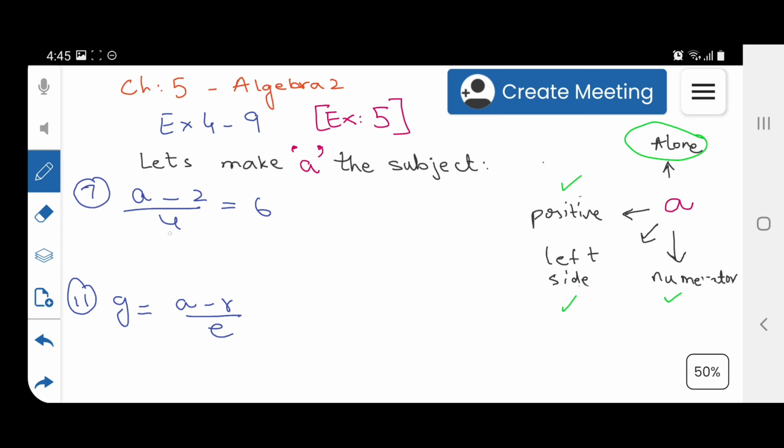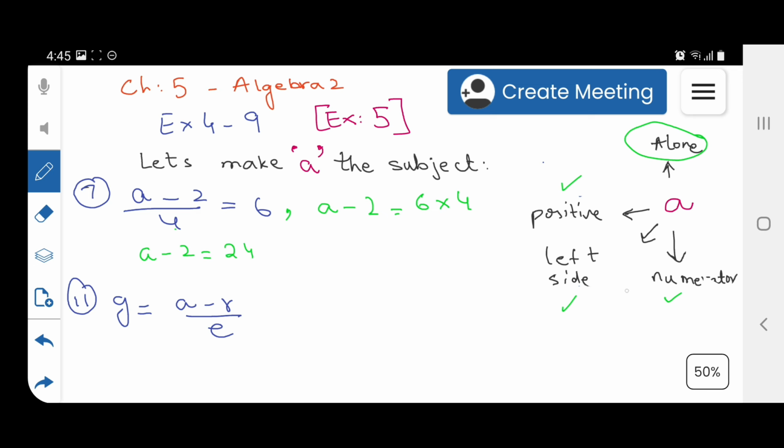So first, this 4 is dividing the whole equation, so we can send it to the other side and it will take the opposite operation, that will be multiplication. So when 4 is dividing this term, here it will be multiplied with 6. So 6 multiplied by 4. Now we can solve this 6 multiplied by 4. We all know it is 24. So we can say that A minus 2 equals 24.